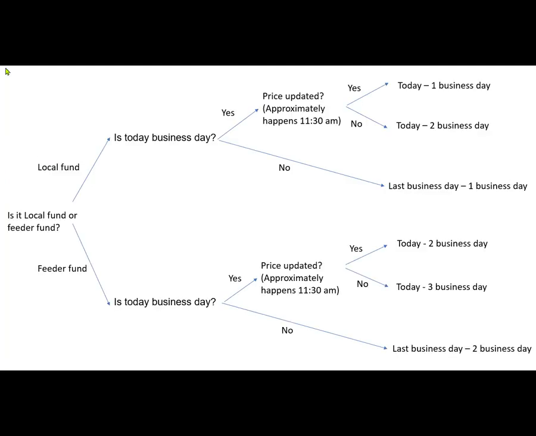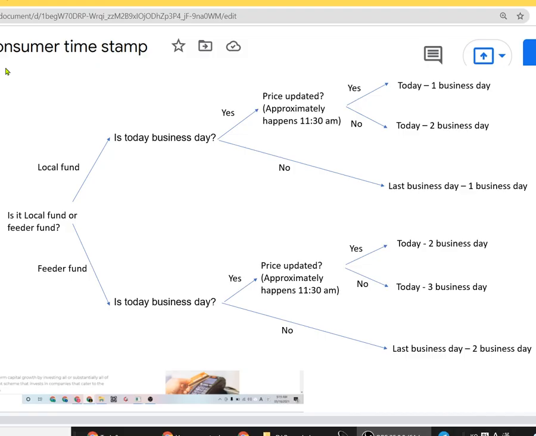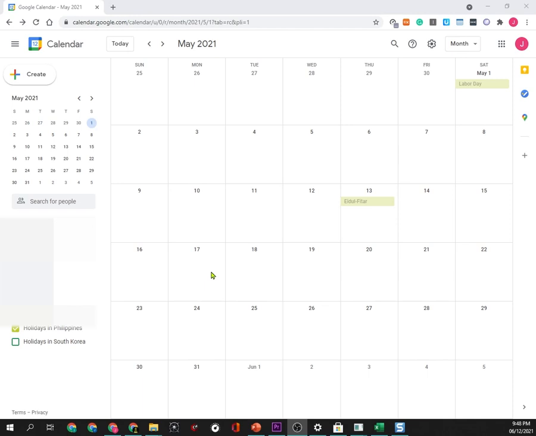The next question would be, is the price updated, which approximately happens at 11:30 a.m.? Since I took a screenshot of this specific UITF at 9:19 a.m., we are going to answer this no. So the date that is reflected is today minus 3 business days. If we check the calendar, counting backwards from May 18, that's 17, 14, and then 13. And if you can see, May 13 is a holiday, so we are going to move 1 day back, which is May 12, and that matches the date that is reflected on the website.